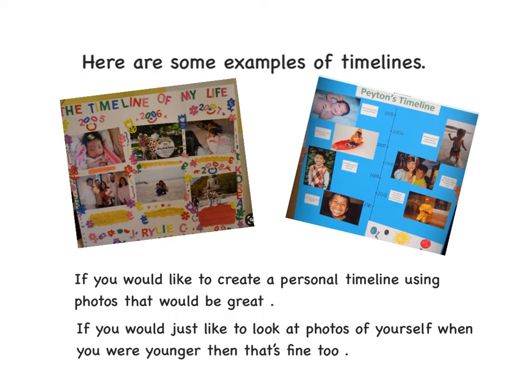Here are some examples of timelines that other children have made. You can see that they have used photographs taken of themselves at different times in their lives. They've also written on the year when those photographs were taken. That's a really good way of making a timeline.